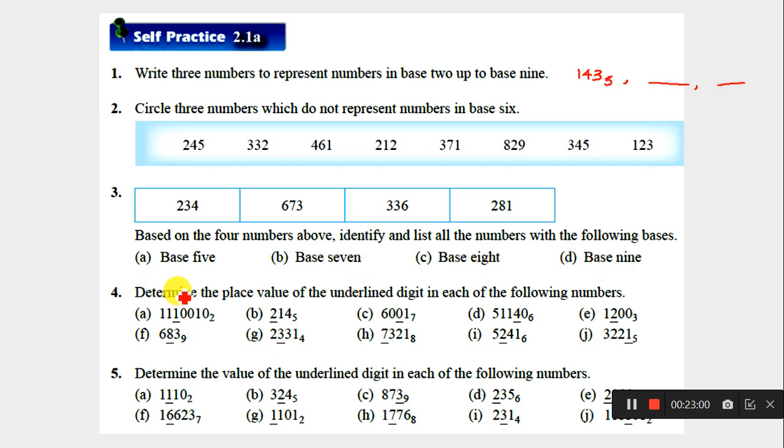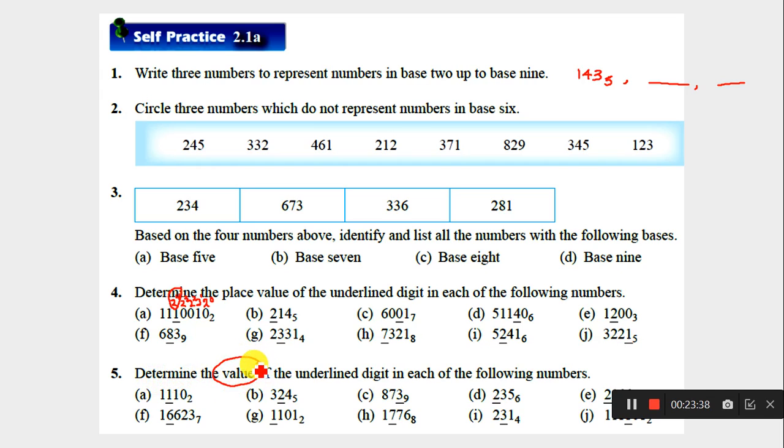So question number 4, determine the place value for the underlined digit. So for base 2, from our previous example, the place value for the digit 0 is 2 to the power of 0, then 2 to the power of 1, 2 to the power of 2, 2 to the power of 3, 2 to the power of 4. So the place value is 2 to the power of 4. Like that. Okay.